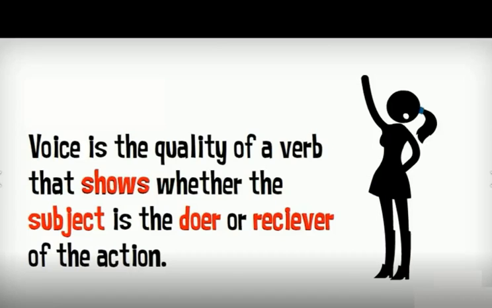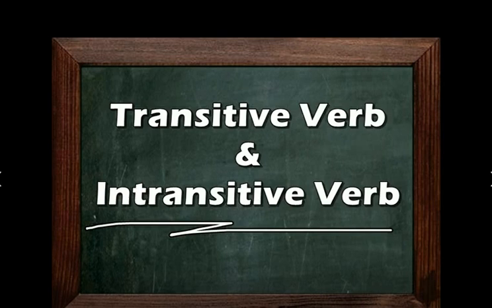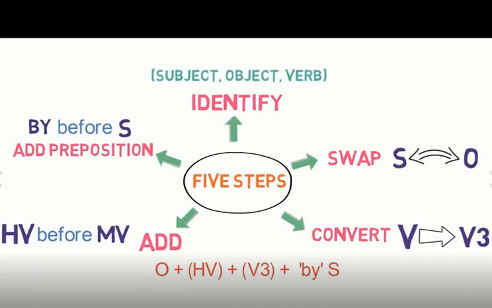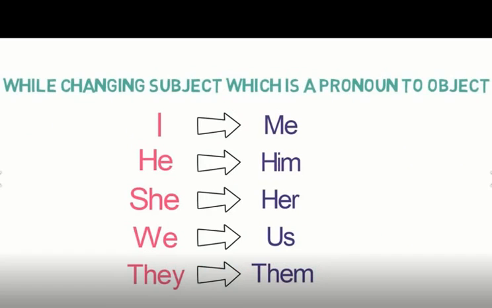So far we have seen what is voice, what are transitive and intransitive verbs, what are active and passive voice, the structure of active and passive voice, and when we can use them. Simple 5 steps which we need to follow. And we have seen the pronoun change. Now we shall continue with the next rule.